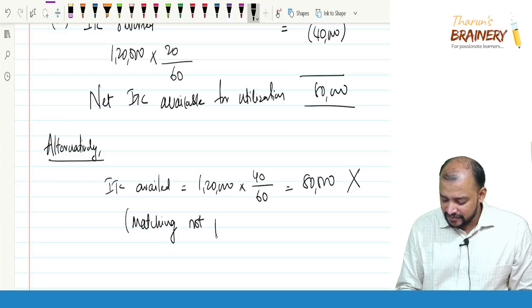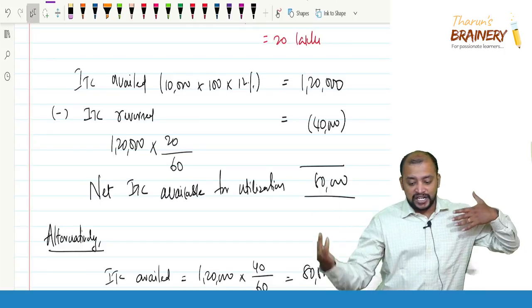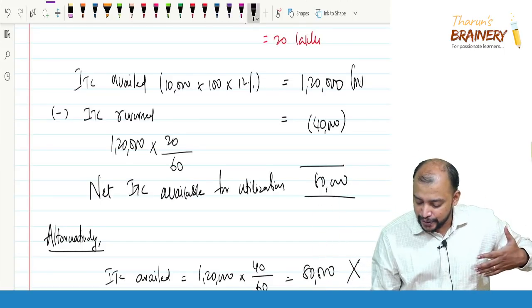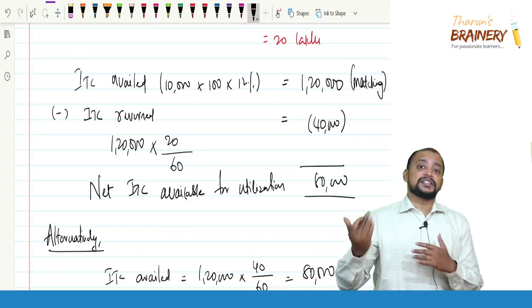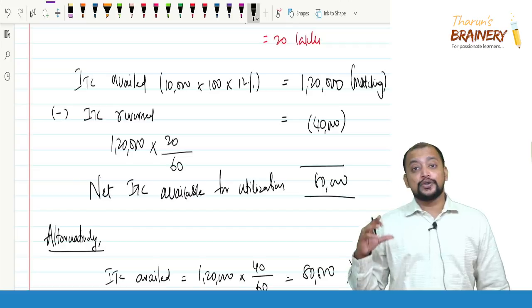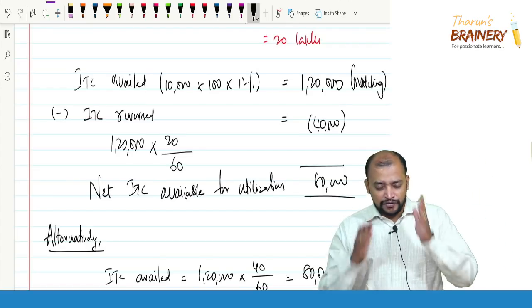So that's why we will be going for the previous one. So what is the previous one? First we will take the total credit. Matching is possible here. This 1,20,000 will be matched. And thereafter we will reverse the credit that is attributable to exempted supply. So this is the process that we will follow, which you should remember.